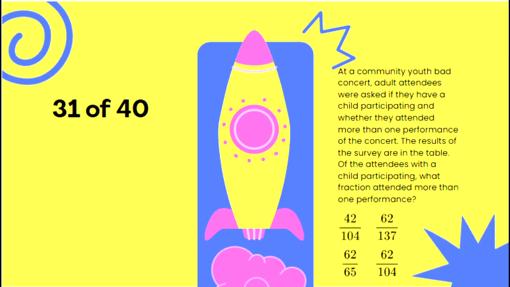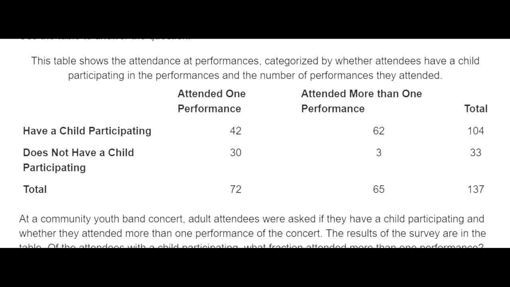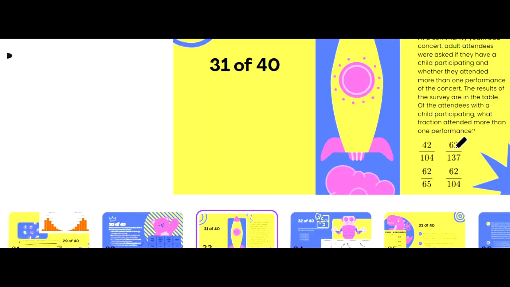31. At a community youth band concert, adult attendees were asked if they have a child participating and whether they attended more than one performance of the concert. The results of the survey are in the table, which did not show up. Of the attendees with a child participating, what fraction attended more than one performance? Let me go find that table. So the criteria we're looking at is has a child participating and attended more than one performance. So our ratio is going to be 62 out of 104. So 62 out of 104 is your correct answer.